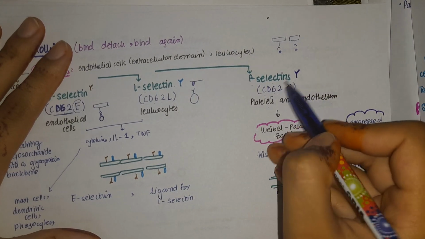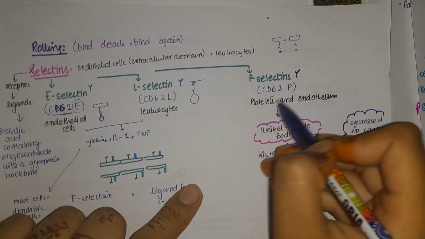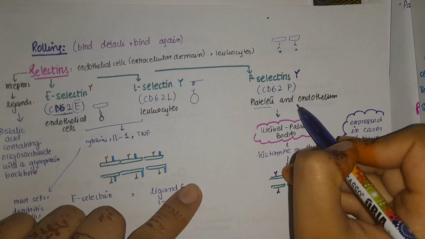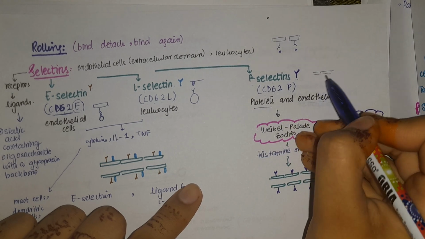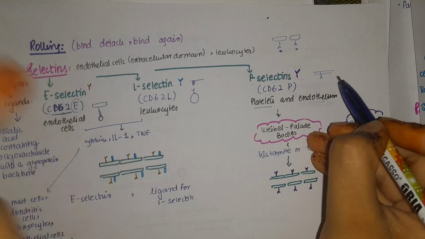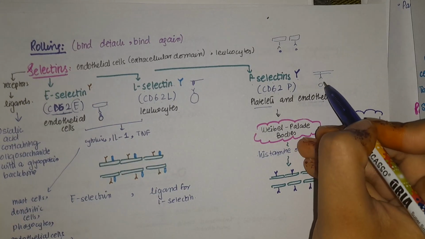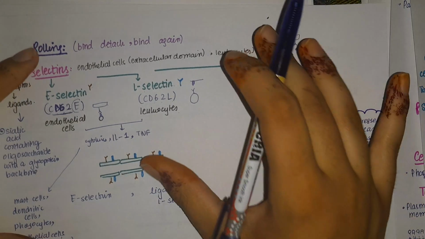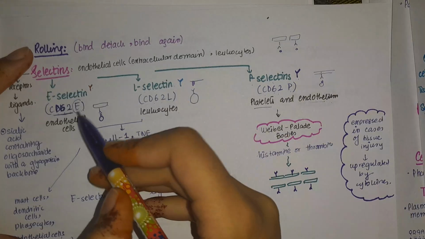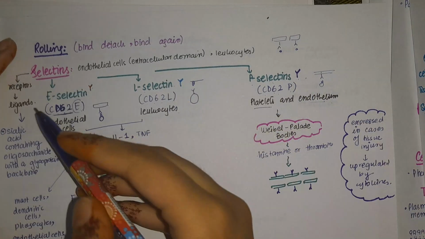Same goes for P-selectin. The receptor will be on the platelet or endothelium. So if we make it here, the receptor will be on the endothelium, but where will its ligand be? The ligand will be on the leukocyte. So this is how you need to remember the whole thing: E, L and P selectin.